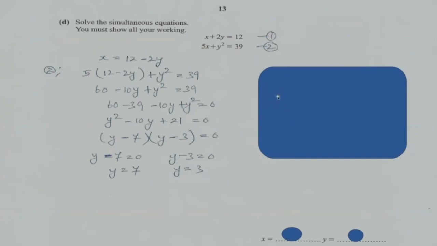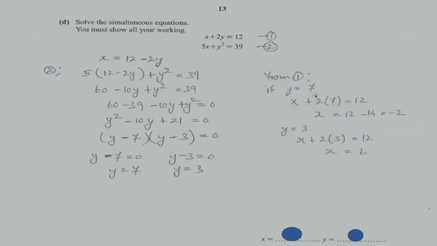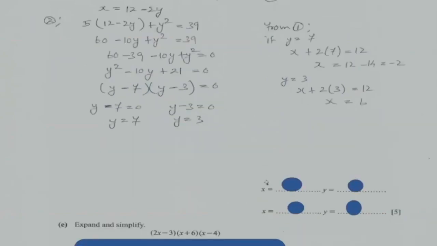So I am using equation 1. If y equals 7, then x plus 2 into 7 equals 12, then x equals minus 2. If y equals 3, then x plus 2 into 3 equals 12, then x equals 6. We have values like this. When x is minus 2, y equals 7. And x equals 6 and y equals 3.